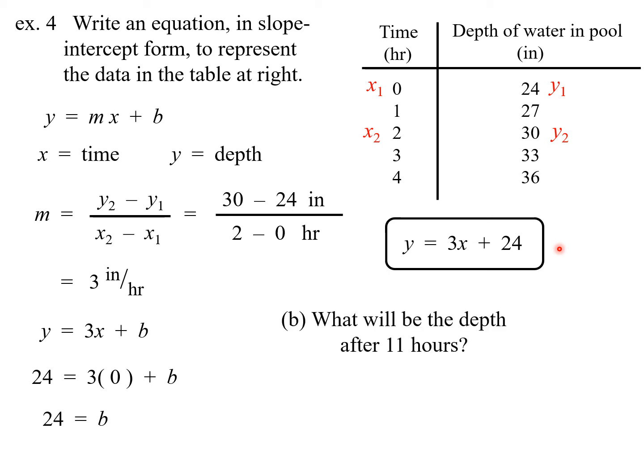Part B, what will be the depth after 11 hours? Okay, so that means x is equal to 11, right? 11 hours. And I can just insert that into this expression. Okay, 3 times 11 is 33, plus 24 is 57 inches. And that's our answer.